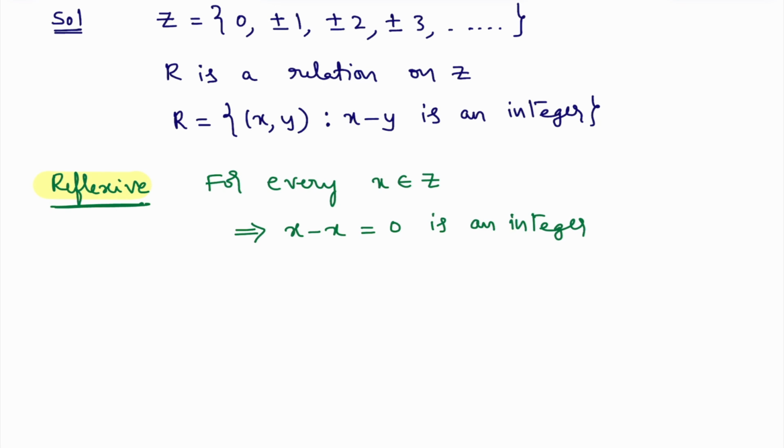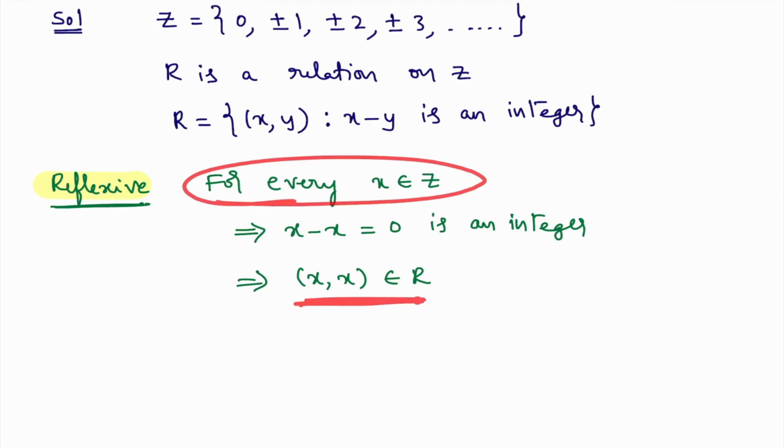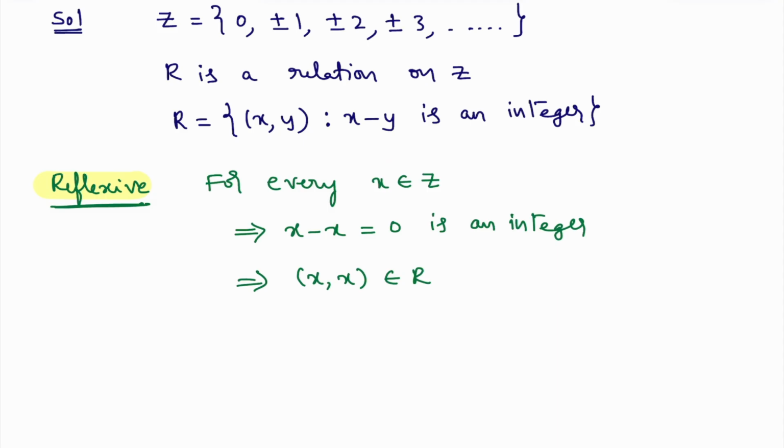As x minus x is an integer, from this I can say that x comma x belongs to the relation. So what happened here? For every x in Z, the ordered pair x comma x belongs to the relation. So I can write that the relation R is reflexive.